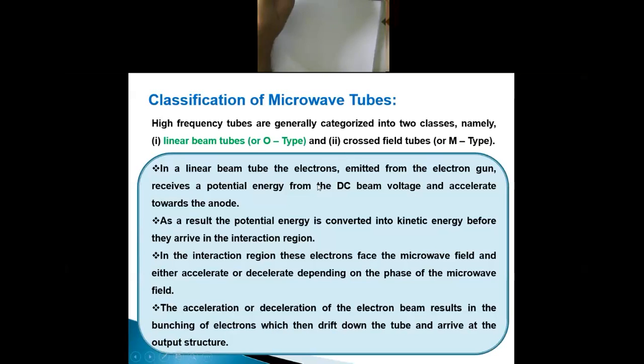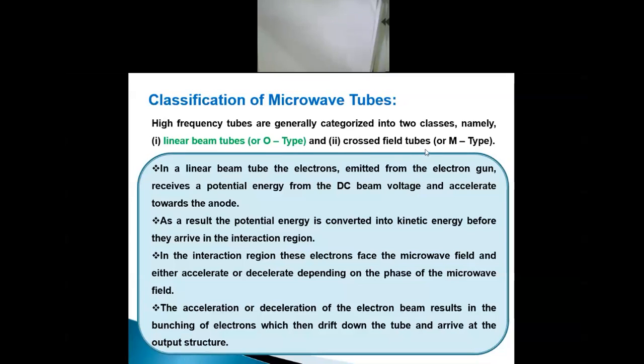Then next is the classification of microwave tubes. Now, there are two types of tubes. One is the M type tube, and the other is the O type tube. O type tubes means what? A linear beam. Okay, this is called a linear beam. And M type is called what?